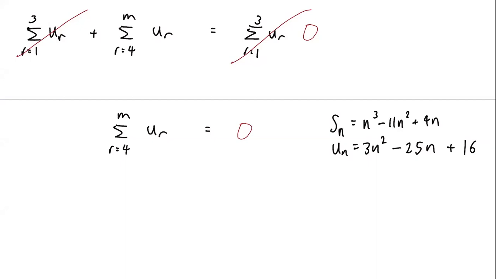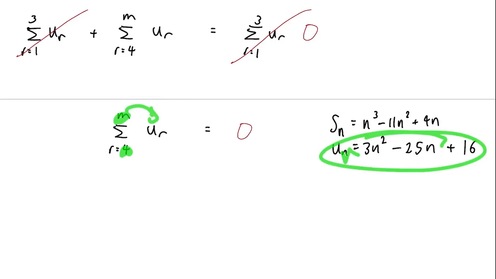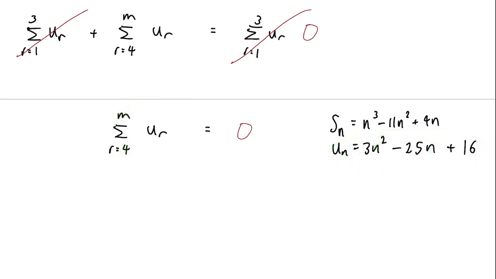Okay, so how do we express this? How do we get this expression in terms of m, then solve for n? It's a bit difficult, right? If you try to actually substitute in r equal to 4, r equal to 5, r equal to 6, all the way to r equal to m minus 1, then r equals m into the ur here, where you replace the n with r, that's going to be quite a difficult task.